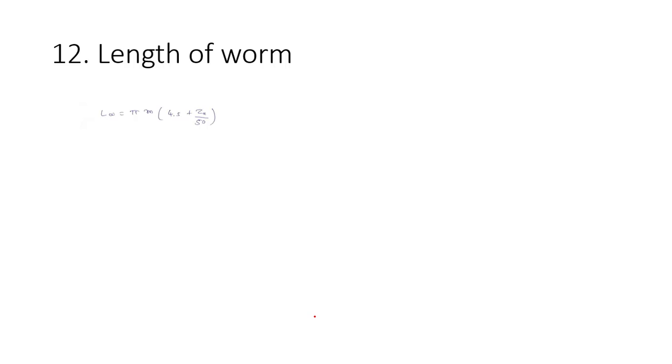Now next is the length of worm. For the length of worm, Lw, we can use this equation: pi into m into 4.5 plus Za upon 50. This is all about the terminology of worm gear.